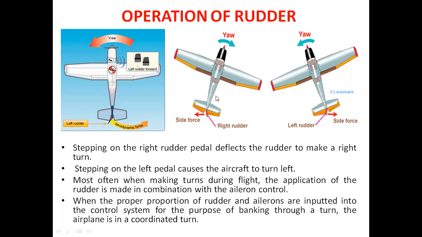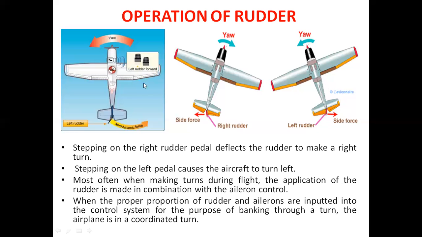Now, how is the aircraft getting a left and right turn? Let's take one example here. If the pilot is pressing the left rudder pedal, now what is happening? The rudder is deflected towards the left, which will create an opposite side force on the tail. Now the tail will move towards the right side, and the aircraft will go towards the left.